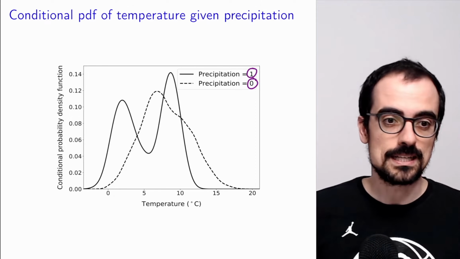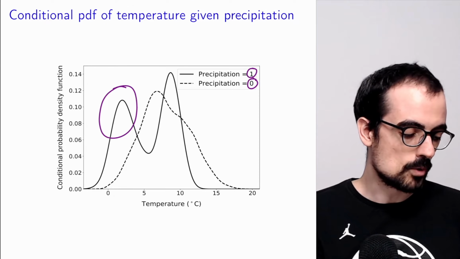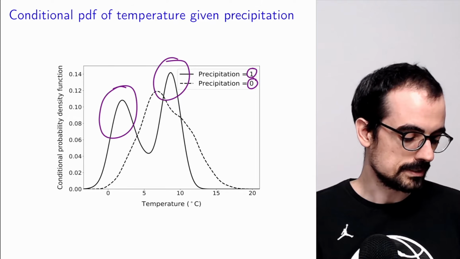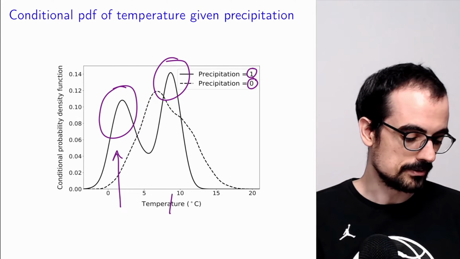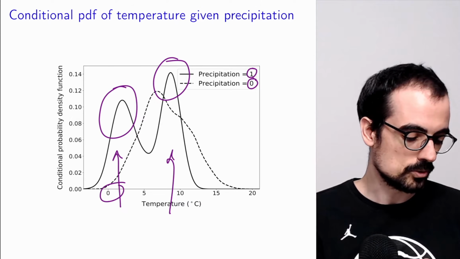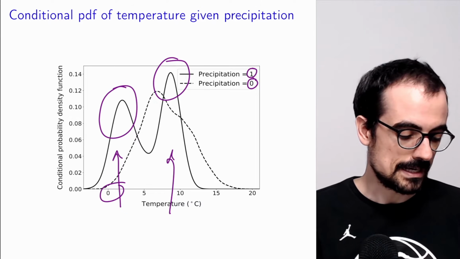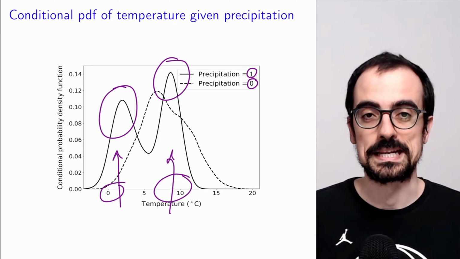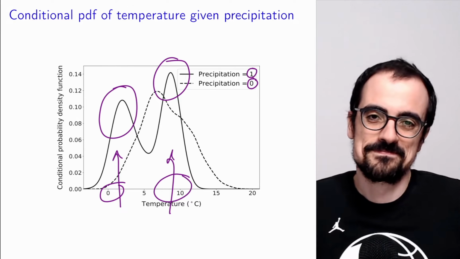Notice that when there's precipitation, we have this interesting bimodal behavior where the temperatures are either around here or around here. To me, this suggests that maybe here it's snowing because we're close to 0 degrees Celsius, and here there's just rain, but I'm not sure.